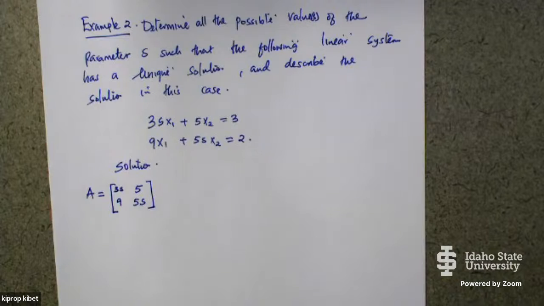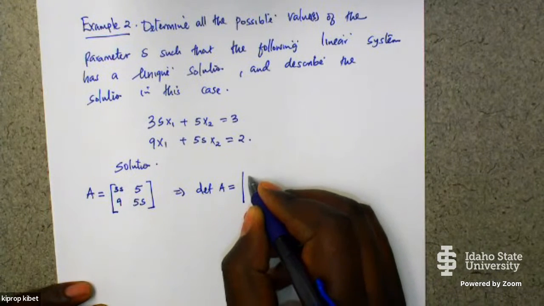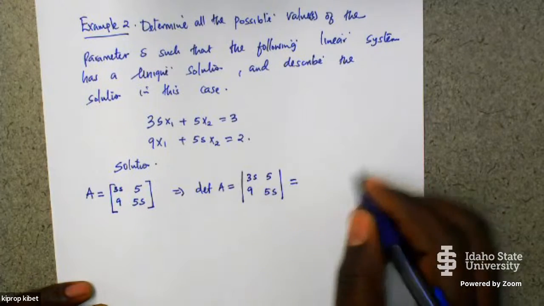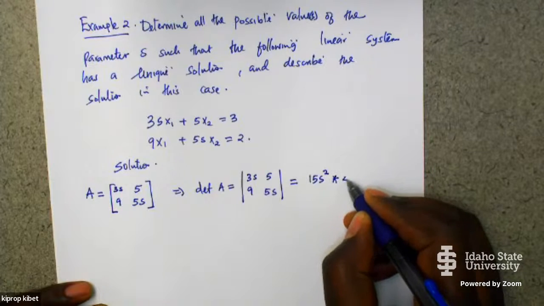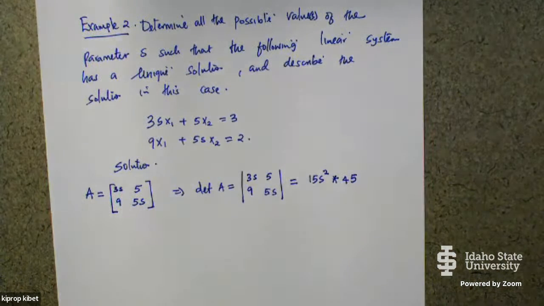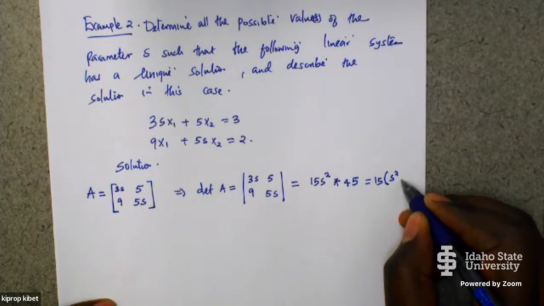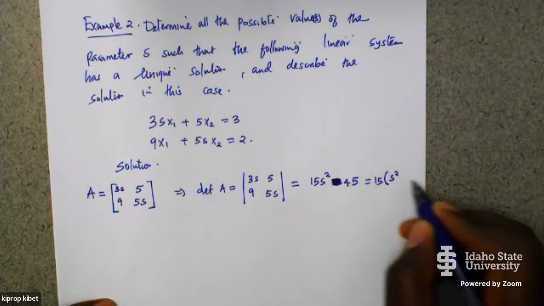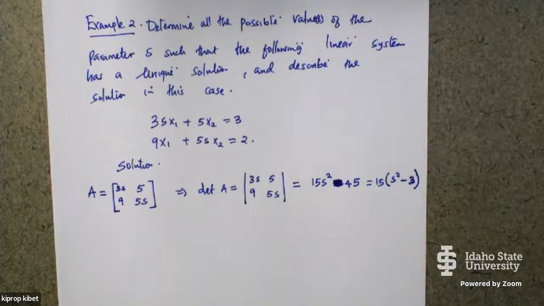Now, what is the determinant of this matrix? The determinant of A equals the determinant of [3s, 5; 9, 5s], and this gives us 15s squared minus 45, which is the same as 15 times s squared minus 3.